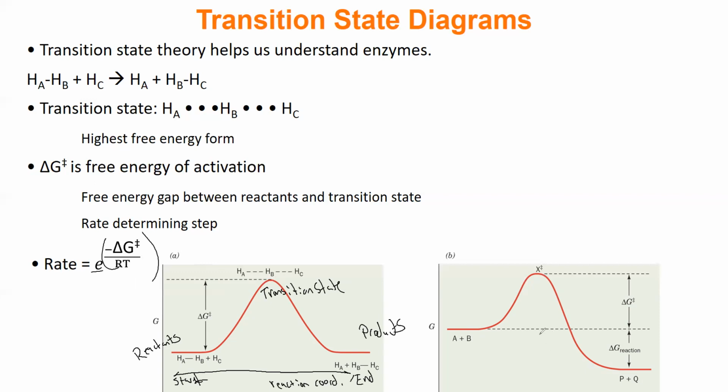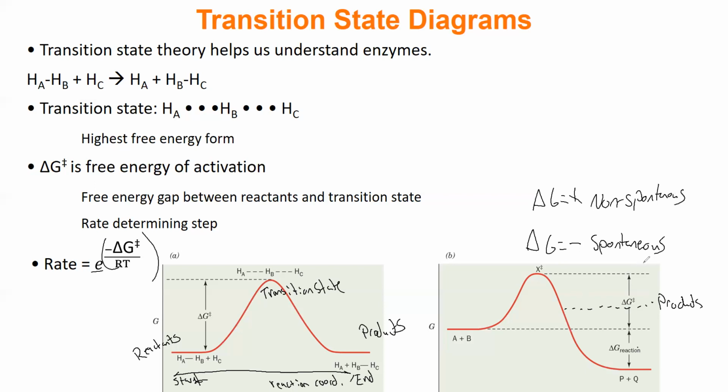Right. So that's one thing on this graph. The other thing on this graph is delta G reaction, and that is the energy difference between the reactants and the products. If the products are lower in energy than the reactants, overall delta G is negative. That would be termed a spontaneous reaction. If delta G is positive, that would mean our products are higher than our reactants. That's non-spontaneous.